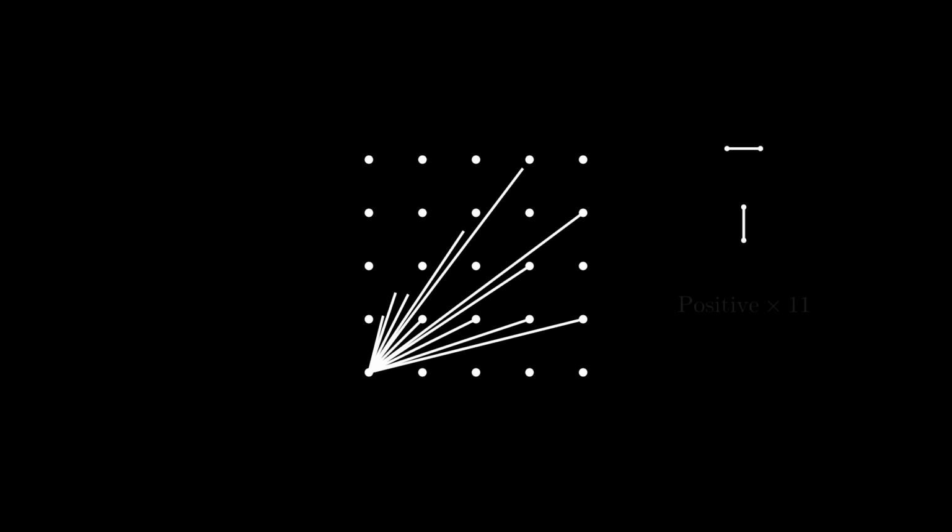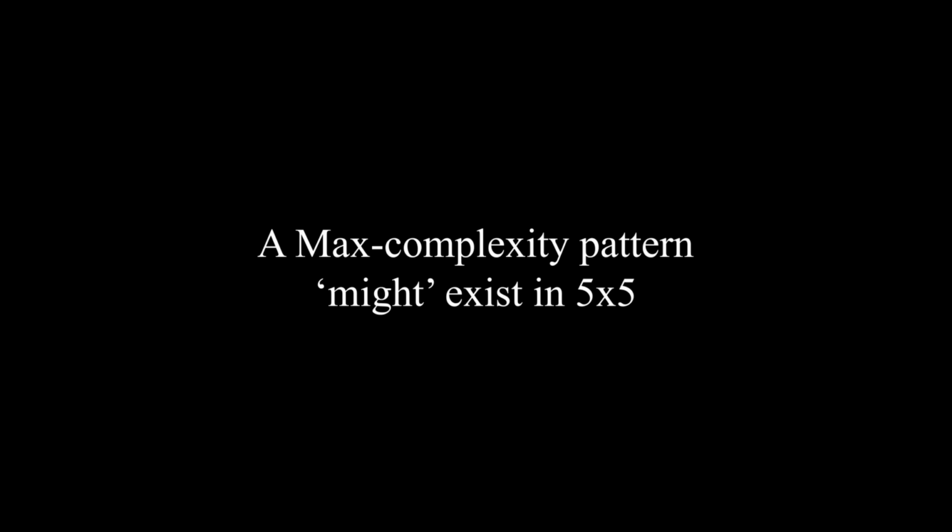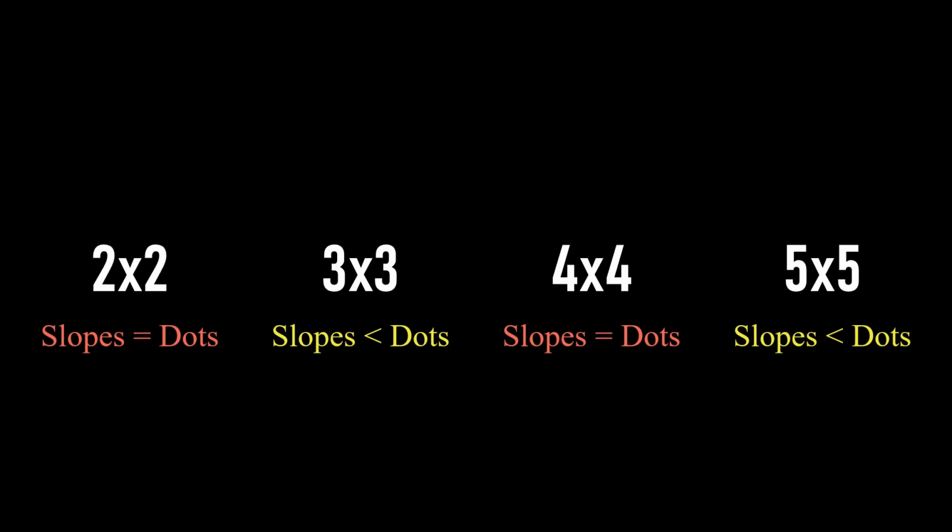Things change in a 5x5 grid. There are 11 positive slopes, so the total number of slopes is 24. That's exactly 1 less than the number of dots, so this time it's theoretically possible. Well, we don't know for sure until we actually find a pattern, but at least we know it's not downright impossible. So, 2x2 is impossible, 3x3 is okay, 4x4 is impossible, 5x5 is okay.